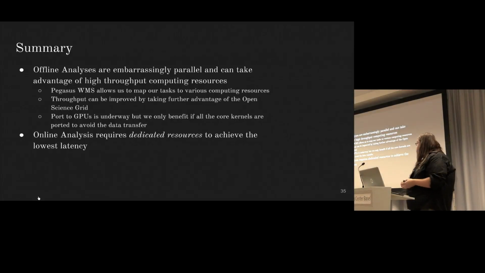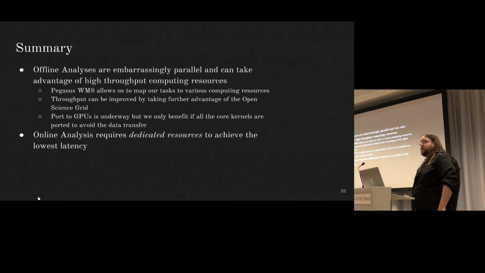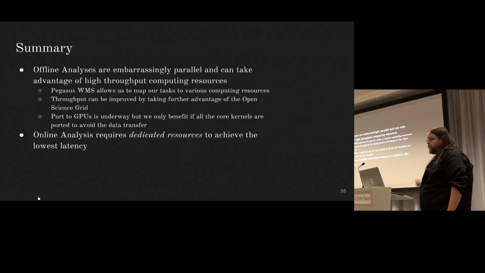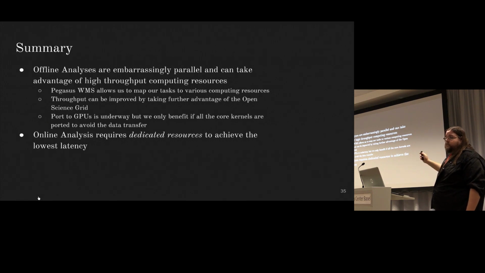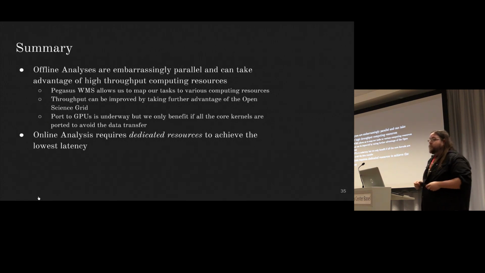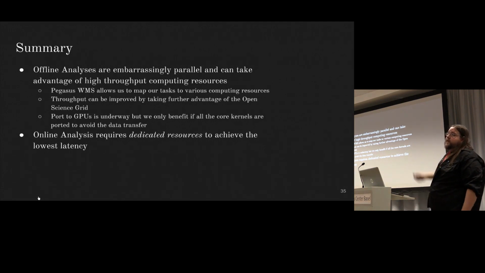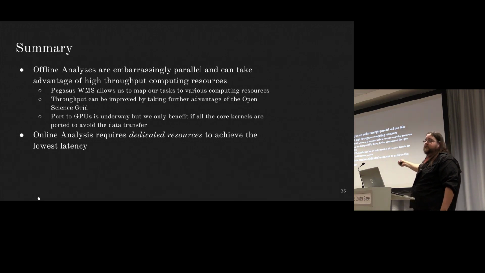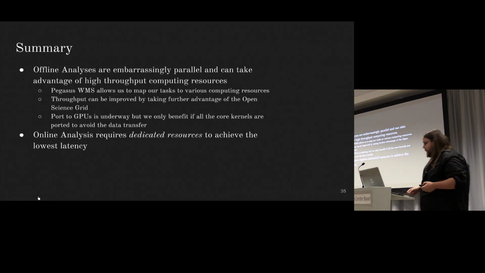So in summary, we have offline analyses, which are embarrassingly parallel. We use tools like Pegasus and the Open Science Grid to farm these out to many different clusters. We also do online analyses, which are critical for actually telling astronomers where to point and find electromagnetic signals from our mergers. But these require dedicated resources, and the reason is that we need to be able to enforce our latency requirements. You can't do that when you have opportunistic resources.